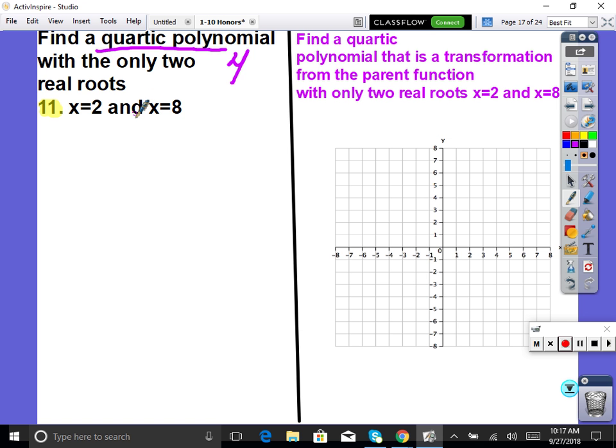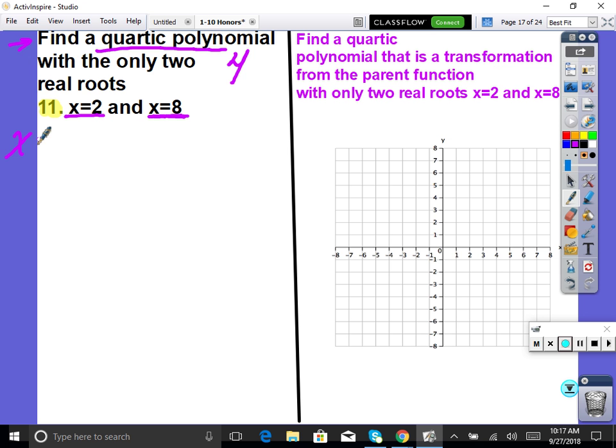So it's only going to cross the x-axis at 2 and 8. So then there has to be 4 solutions. So what do we know about the other 2 solutions? They're imaginary. So there was not a lot of requirements there. We got to create our own.